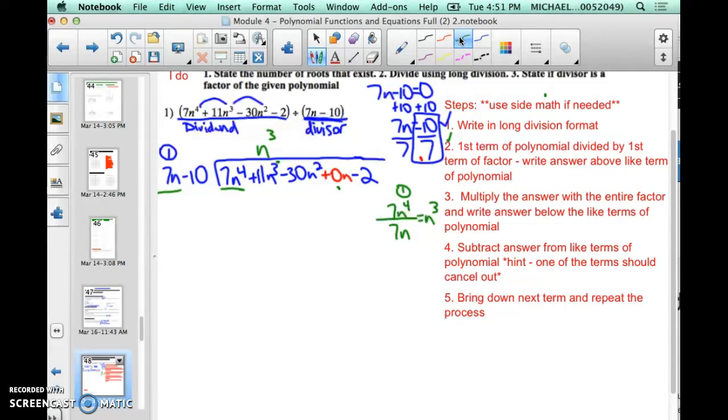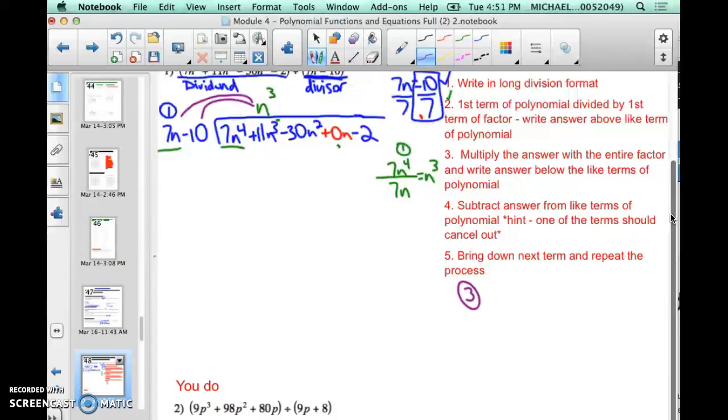So, I'm going to show you this thought process. Step 3 down here. Actually, I'm going to change it to a different color. This is step 3. I'm going to distribute the n cubed back into the factor that we're using for division. So what that looks like is n cubed times 7n minus 10, just to help you visualize a little bit. Once you multiply each term, you write the answer of each multiplication underneath the like term within the polynomial. So this time we're going below.